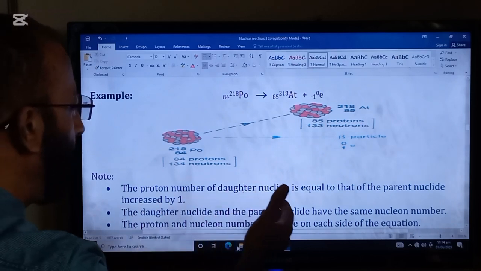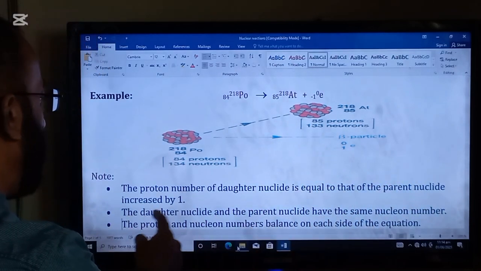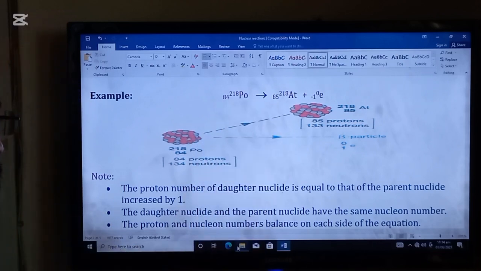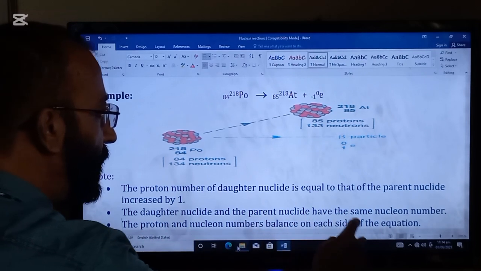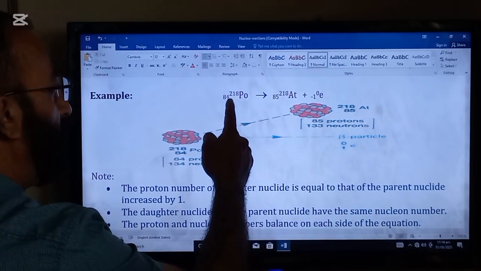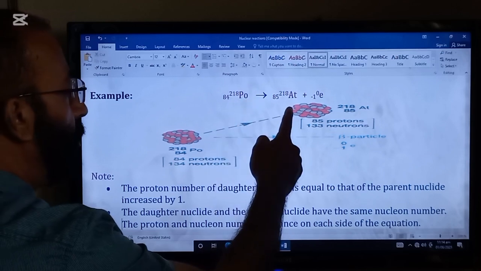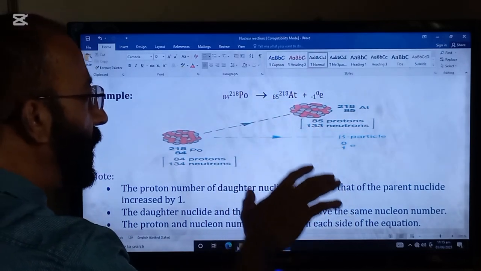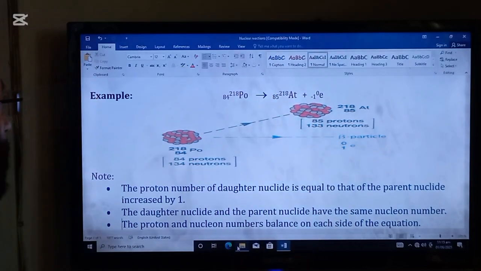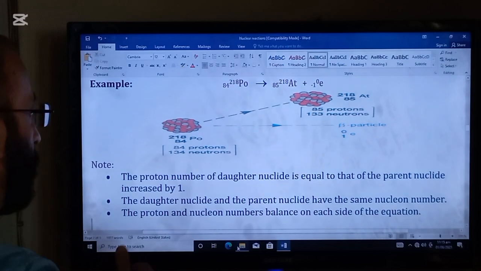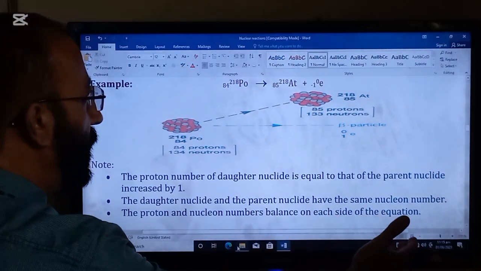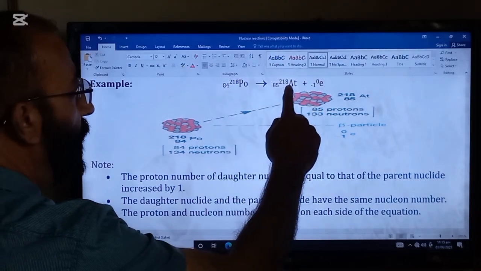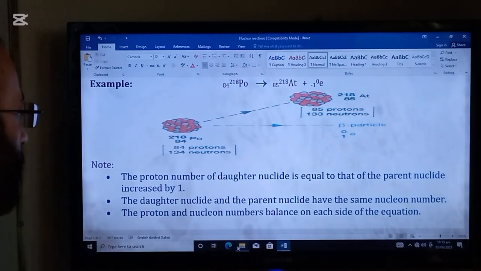The proton number of the daughter nuclide is equal to that of the parent nuclide increased by 1. So if this is 84, it will be 85. The daughter nuclide and the parent nuclide have the same nucleon number. So if the nucleon number of the parent nuclide is 218, the daughter nuclide will have the same nucleon number if it has undergone beta decay. The proton and nucleon numbers balance on each side of the equation. Look, 85 minus 1 will be equal to 84. 218 plus 0 will be equal to 218.